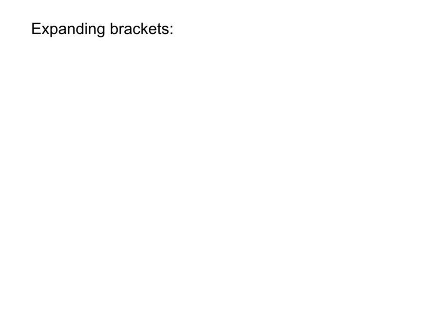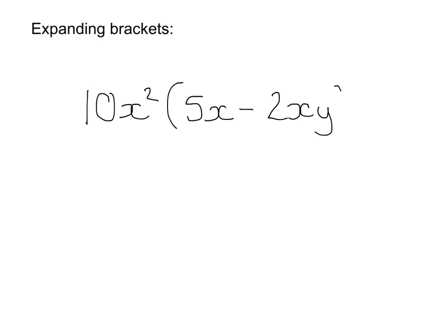This time, let's have a look at 10x squared, brackets, 5x minus 2xy. So a little more complicated because now we've got a minus to deal with and we've got an x and a y. First thing, the method is always the same.